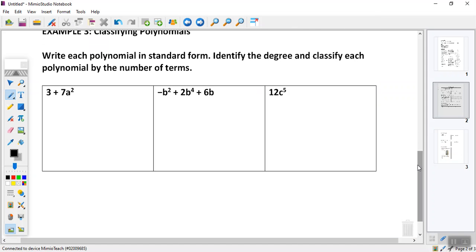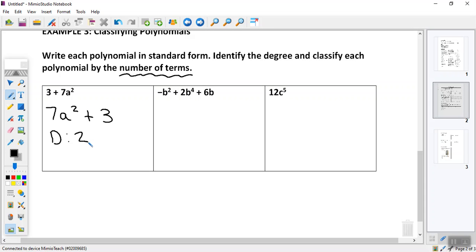Example 3 talks about classifying polynomials. It says write each polynomial in what, kids? Standard form. Identify the degree and classify the polynomial this time by what, kids? Okay, this is a little different. So help me put this in standard form first, kids. 7a squared plus 3. The degree is what then? Degree is 2. And then it says classify the polynomial by the number of terms.